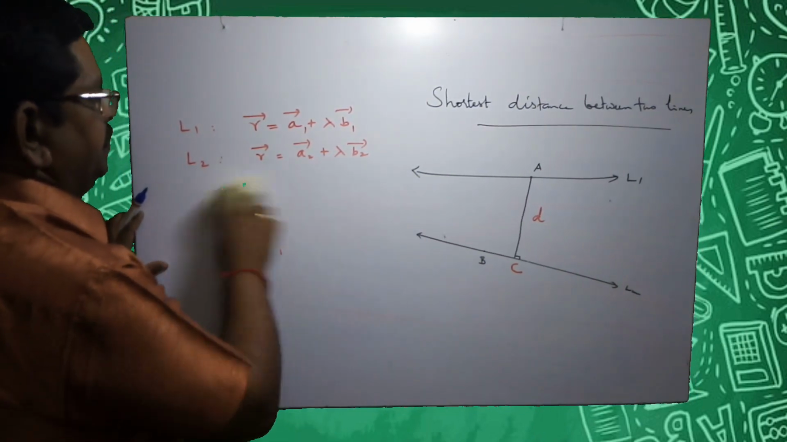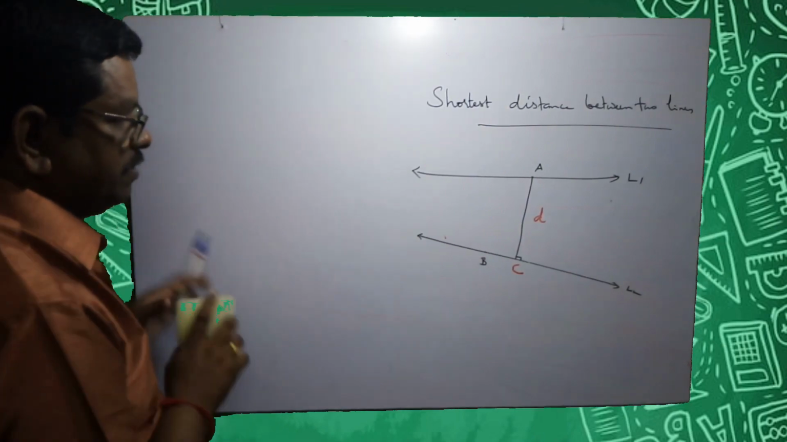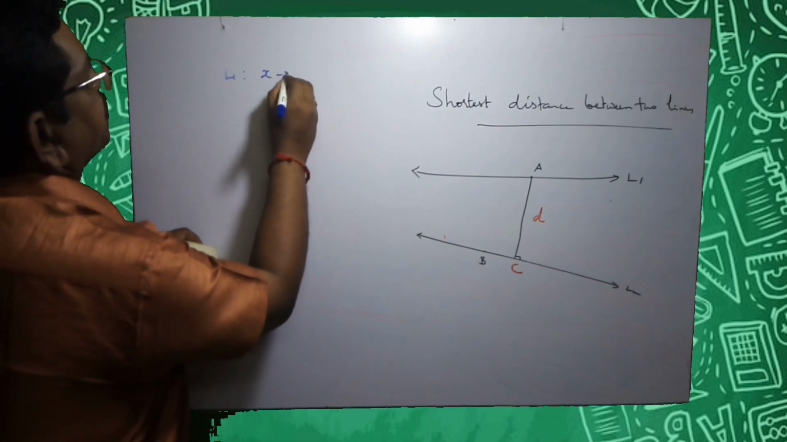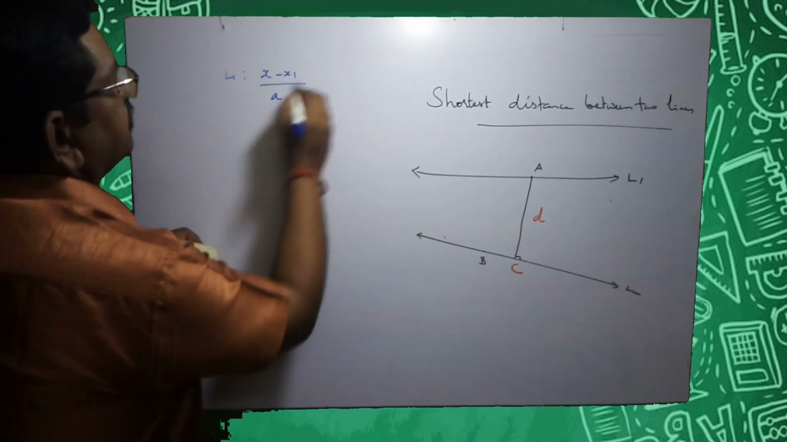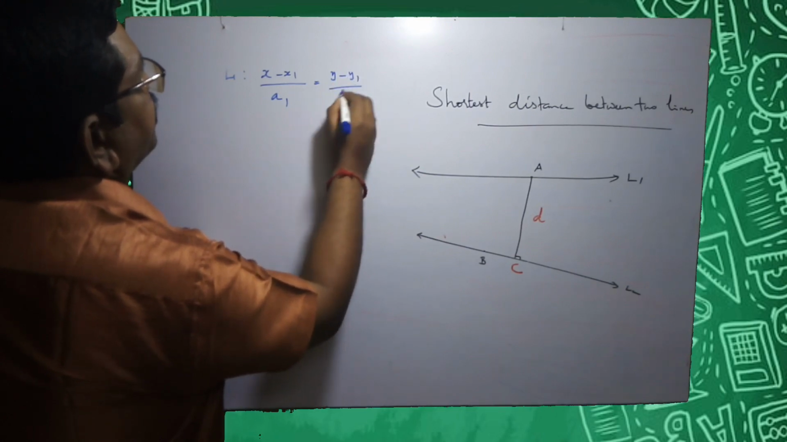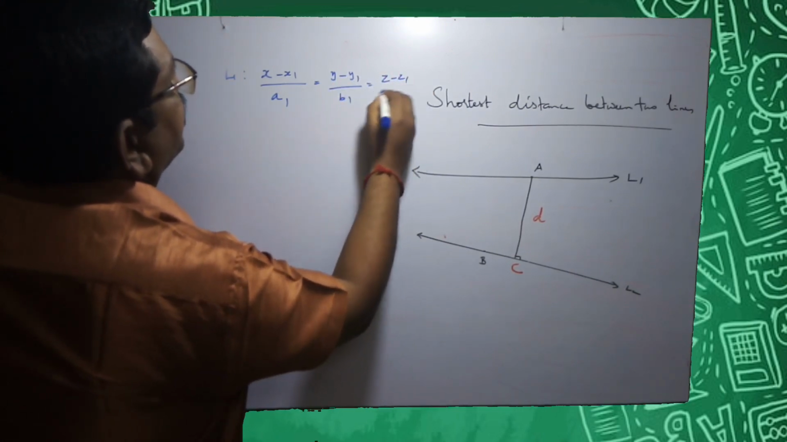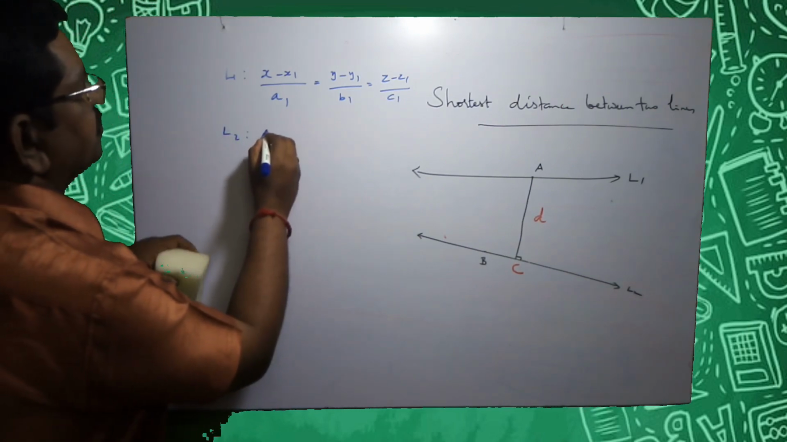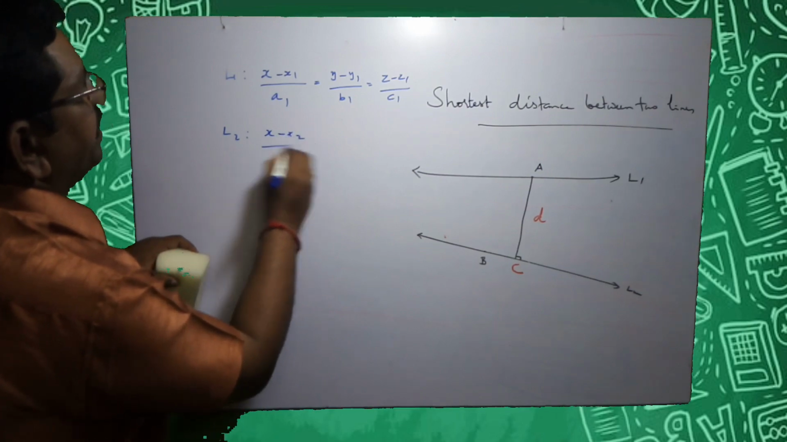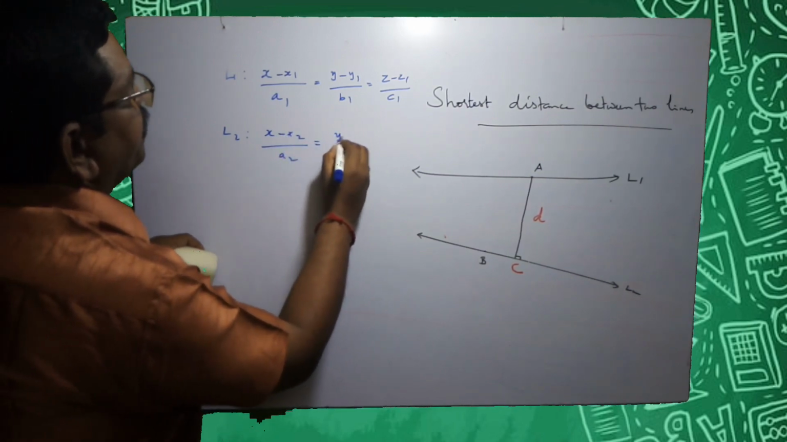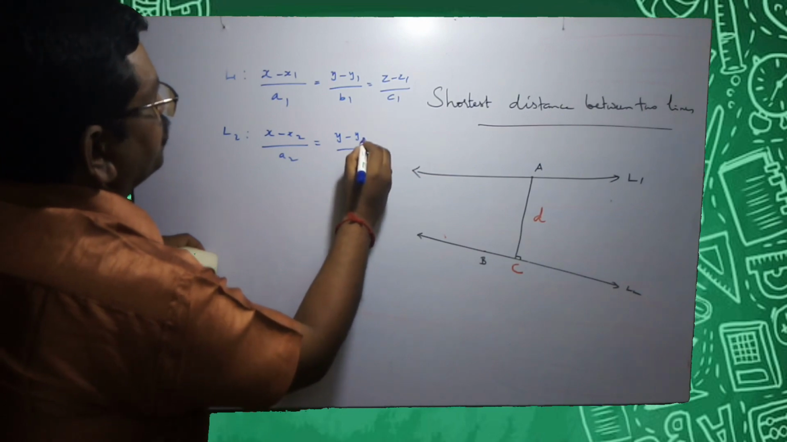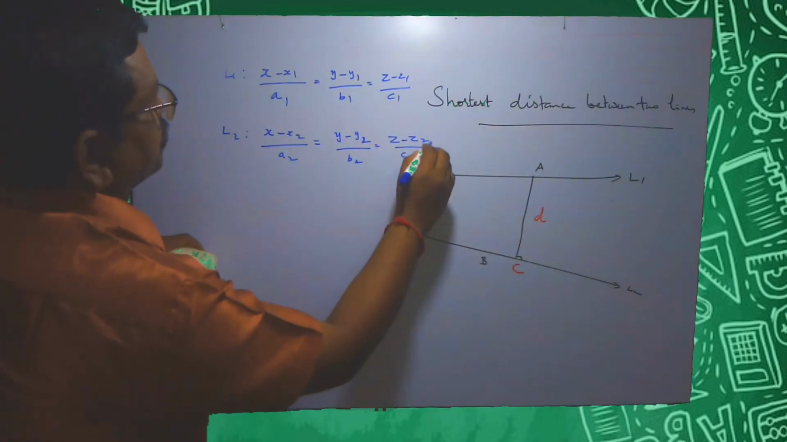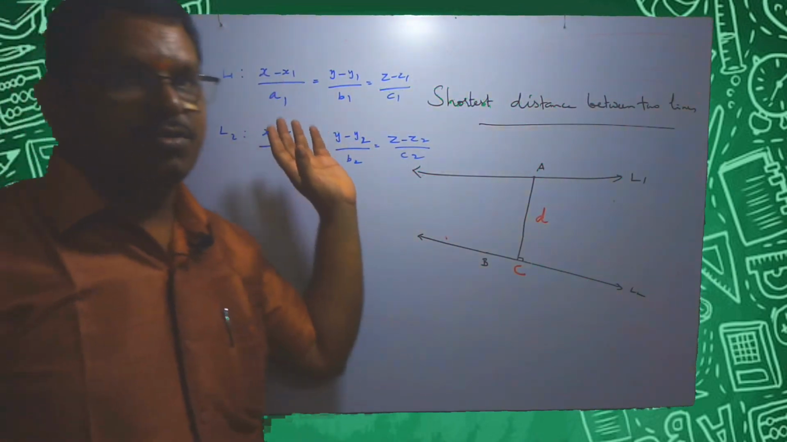Suppose the equations are given in Cartesian form. Say the first equation L1 is x minus x1 by A1 is equal to y minus y1 by B1 is equal to z minus z1 by C1. Similarly, another line L2 is x minus x2 by A2 is equal to y minus y2 by B2 is equal to z minus z2 by C2. Now, these are the two straight lines.